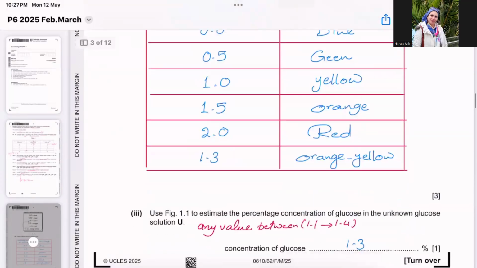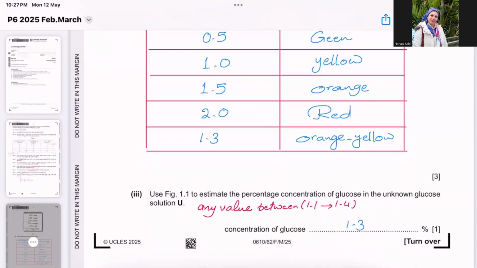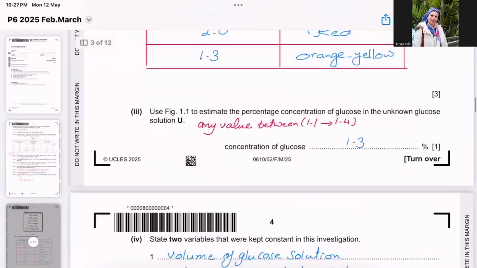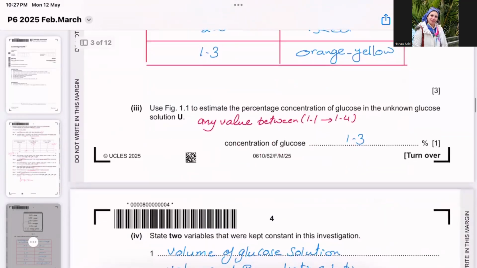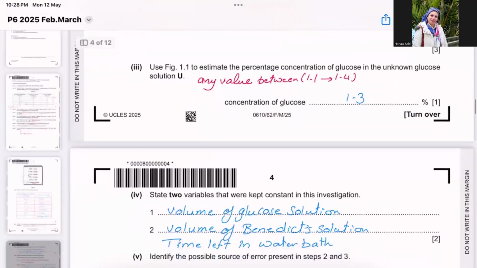The next question is asking to estimate the percentage concentration of glucose in the unknown glucose solution. I just choose 1.3. You can choose from these values 1.1, 1.2, 1.3, and 1.4. All of them are accepted. State the variables that were kept constant in this investigation. We just put the same volume of glucose solution and the same volume of Benedict solution, and also the time left in the water bath, that is the time for equilibrium.